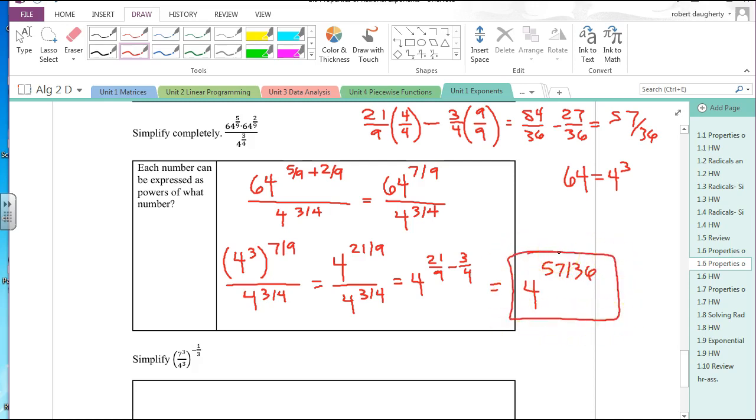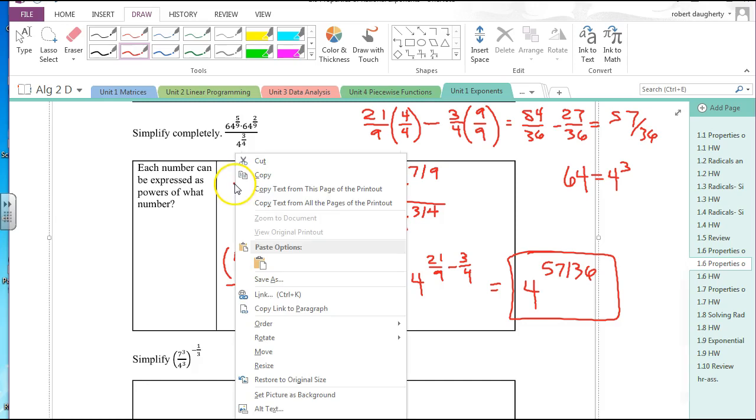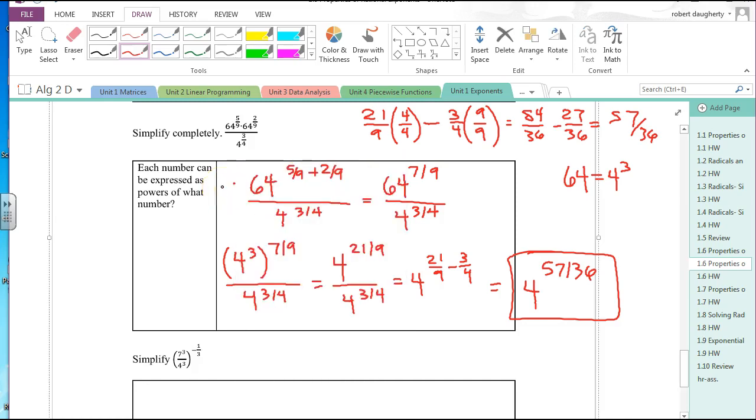That's my final answer. So the biggest thing there was the arithmetic with the fractions, okay? The rules of exponents are all the same. I started out by adding the 5/9 and the 2/9, and I get 7/9. So 64 to the 7/9 over 4 to the 3/4. Once I do that, in order to simplify everything in terms of 4, I write 64 as 4 cubed. So that's 4 to the 21 over 9 divided by 4 to the 3/4. 21 over 9 minus 3/4 is 84 over 36 minus 27 over 36, and that gives me 57 over 36, which is my final answer.